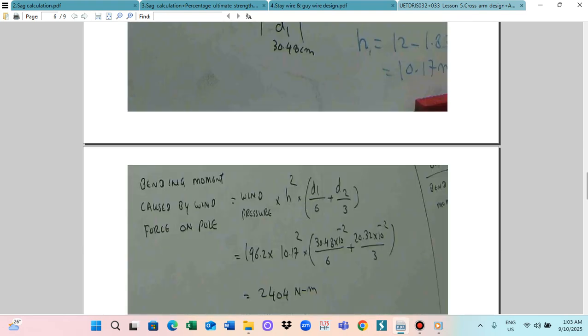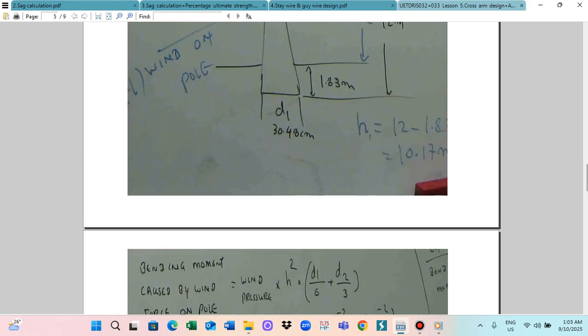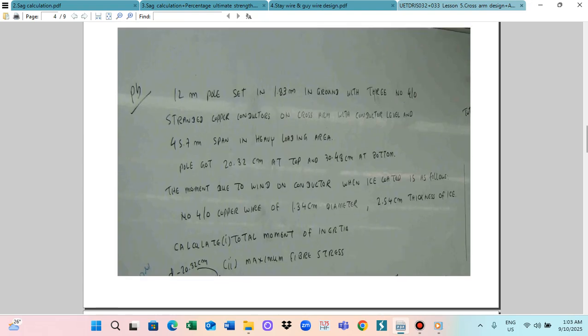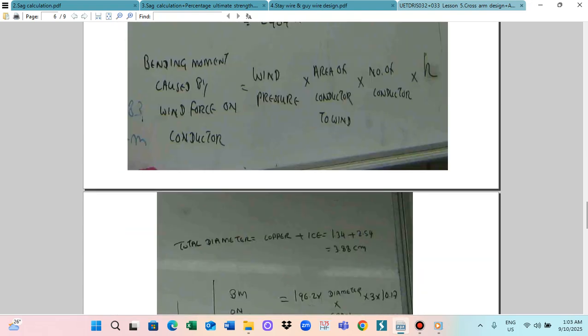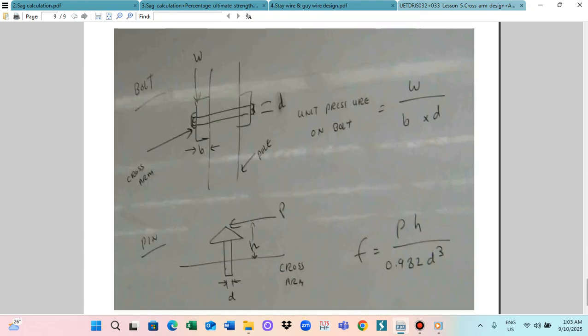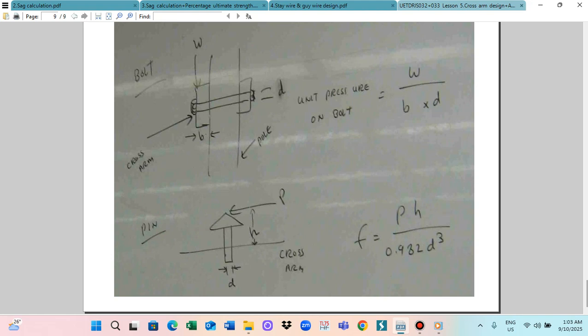So the cross arm and bowl are attached by the insulator. We put the bowl and we screw it with the nut. So the bowl and nut are here. So those are the diameter. This diameter you can calculate. So unit pressure on the bowl is equal to W by BD.